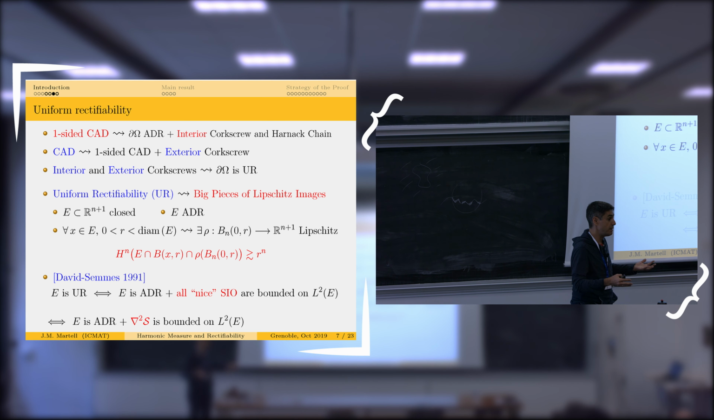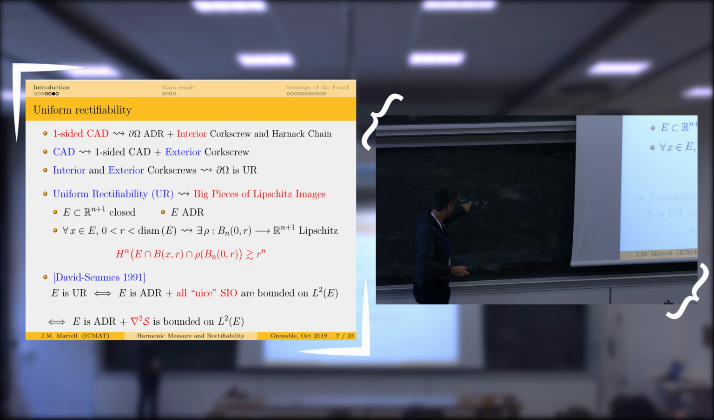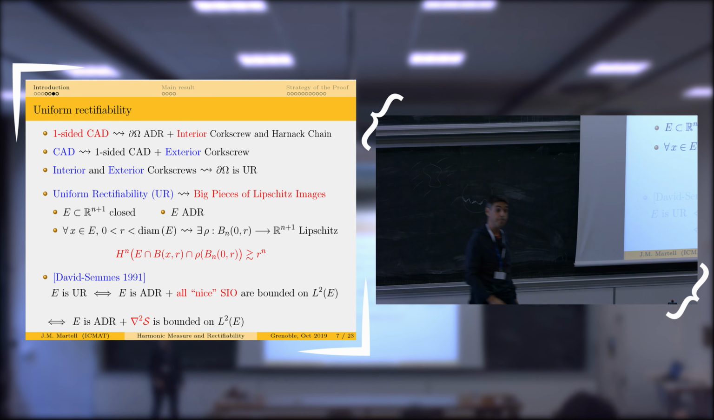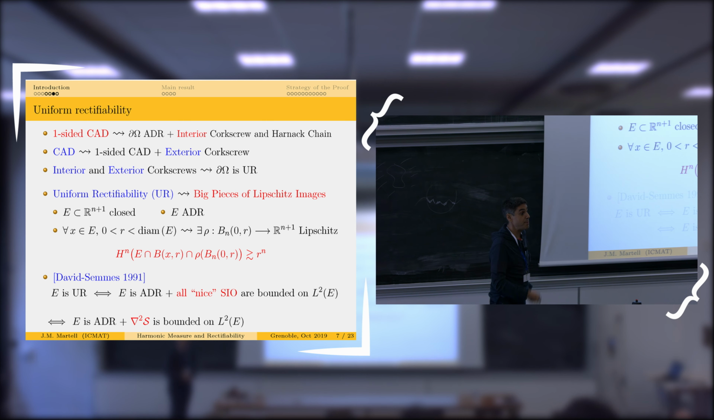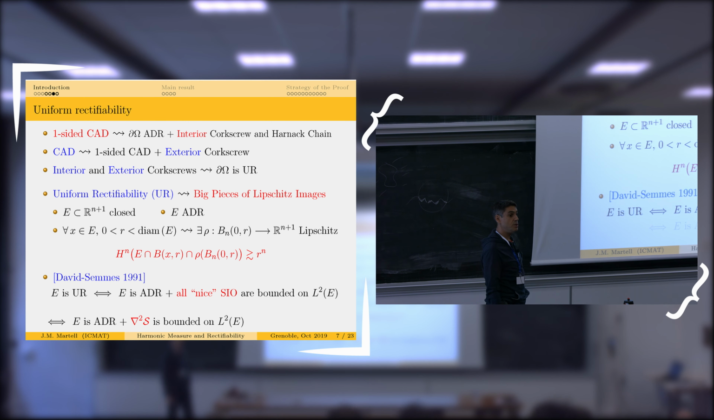What is rectifiability? Rectifiability means that your set is contained in some union of Lipschitz images, but you don't have control on the Lipschitz constant, and you don't have control on how many Lipschitz images there are. Here you have some control, because the constant of the Lipschitz image is under control. So this is about regularity or about flatness, depending on how you want to look at it.